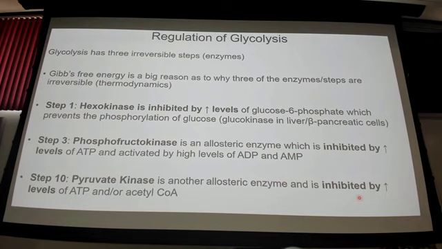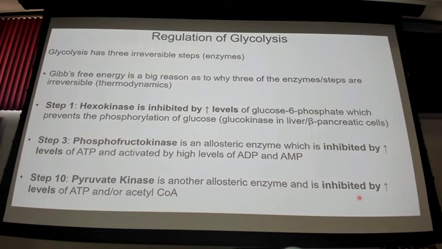Step 3, the enzyme is phosphofructokinase. It's an allosteric enzyme. What does that mean? One person tell me what allosteric enzyme means. Correct. So the substrate binds to another site on the enzyme and it alters the shape of the active site.